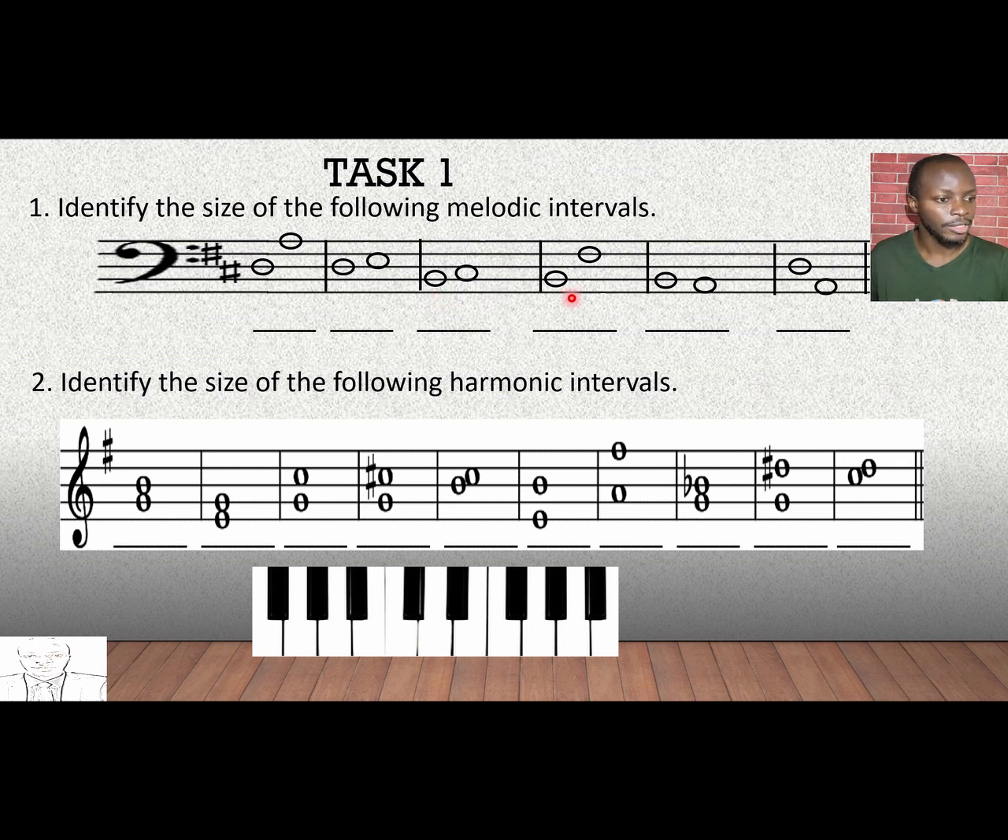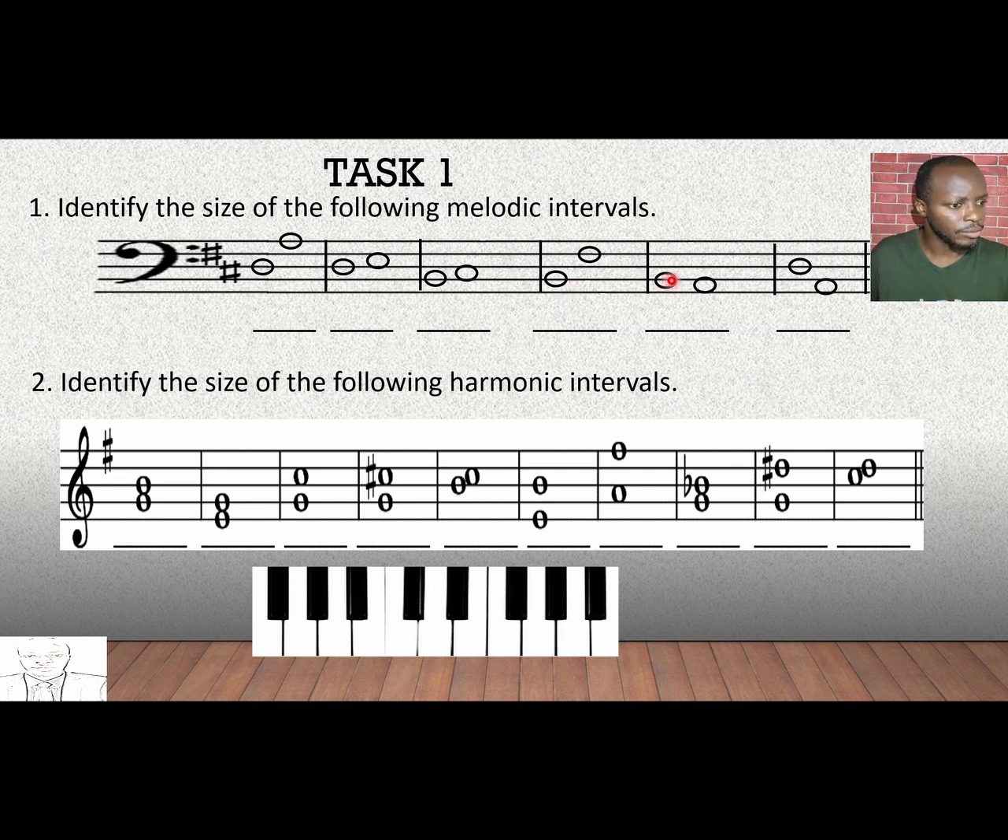Now the next one from B to F sharp, that is La Mi, so it's a fifth. 1, 2, 3, 4, 5. Okay, as if we are in B minor.